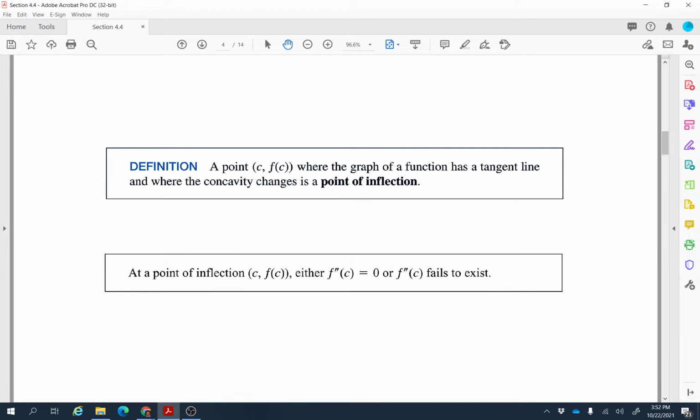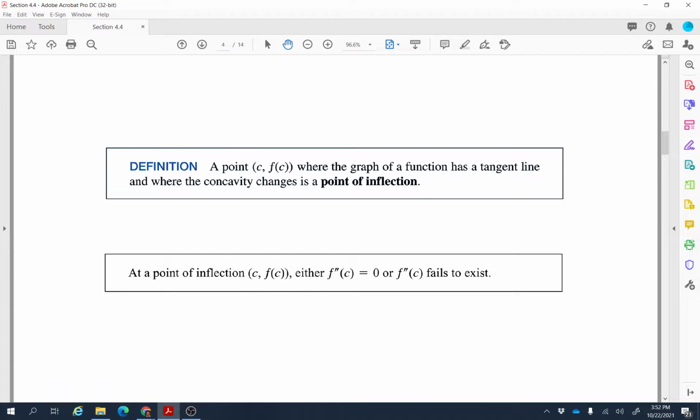And so wherever the graph changes concavity, let's say from concave up to concave down or concave down to concave up, that point is called a point of inflection. A point is just a notation, c comma the value of the function at c. This is a point where the graph of a function has a tangent line and where the concavity changes. At a point of inflection, either the second derivative would be 0 or the second derivative does not exist.